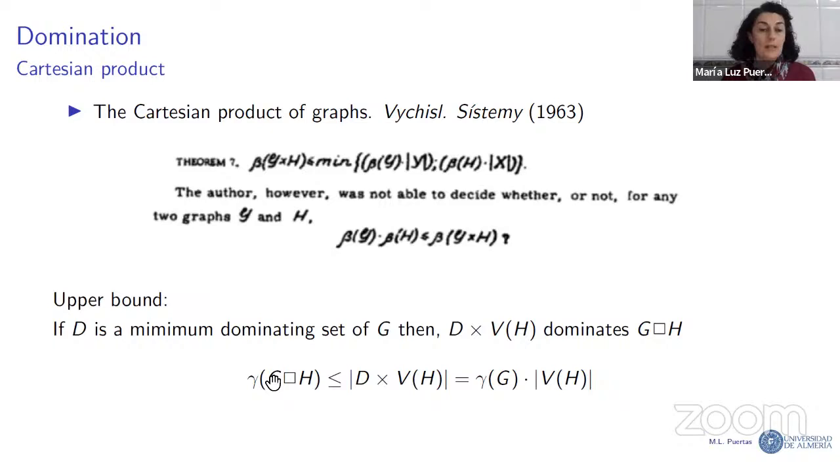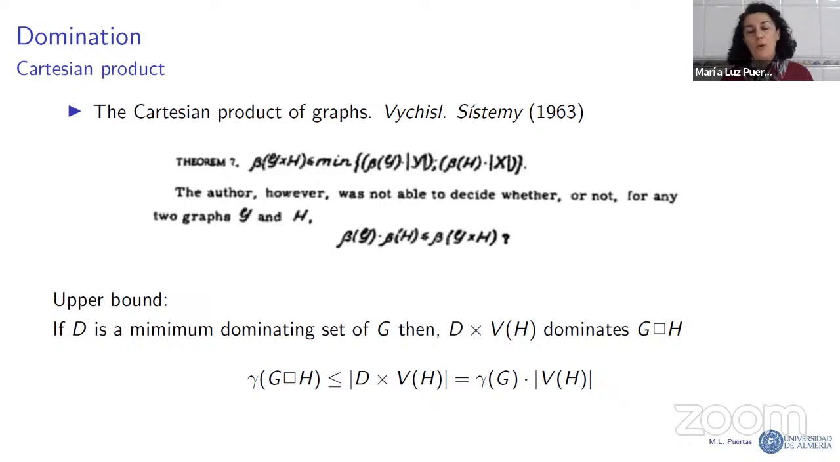So the domination number is at most the cardinality of this big dominating set. And the number of elements here is the domination number of G times the number of vertices of H, and the same with the other factor. So the upper bound is easy to obtain and also fits with the Cartesian structure in some sense.